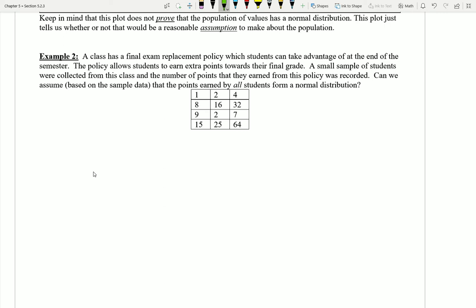Well, now let's take a look here at example number 2. Suppose that a class has a final exam replacement policy, which students can take advantage of at the end of the semester. The policy allows them to earn extra points towards their final grade. In fact, we even have a policy like that in our class.